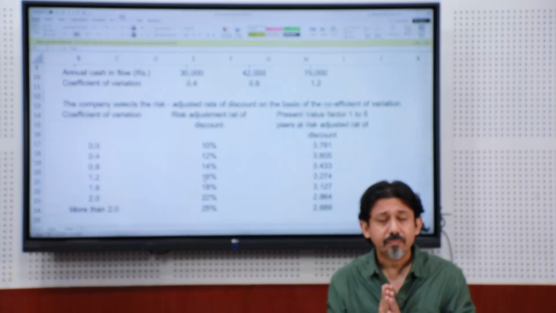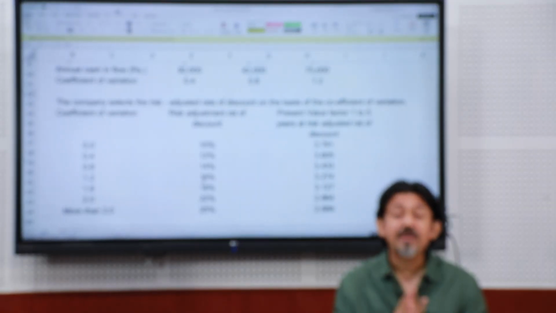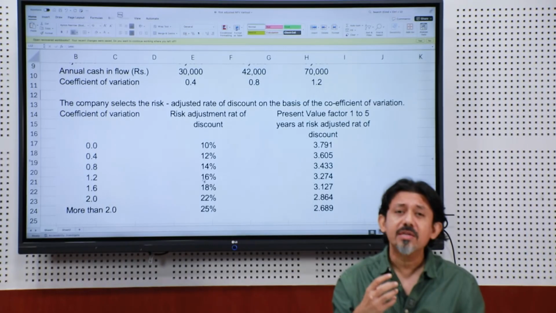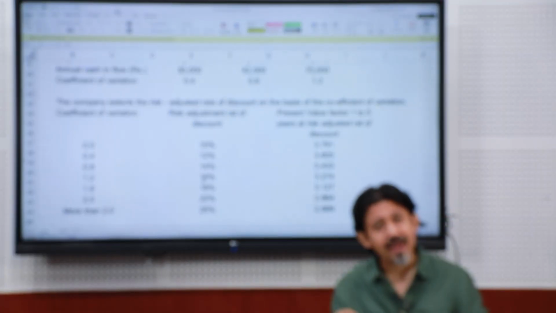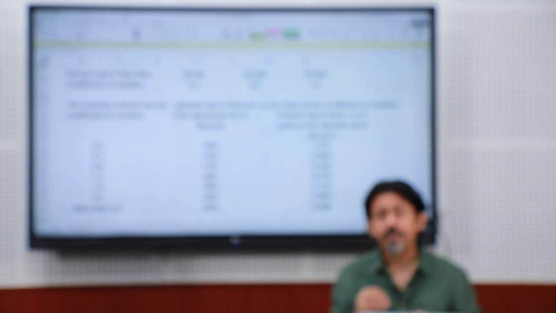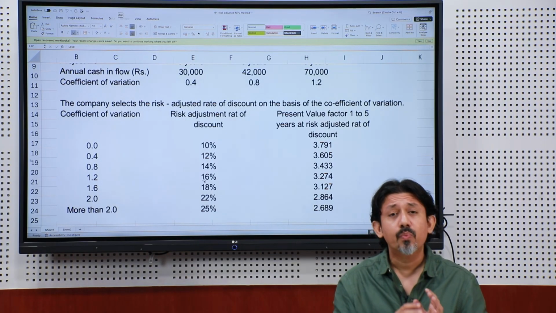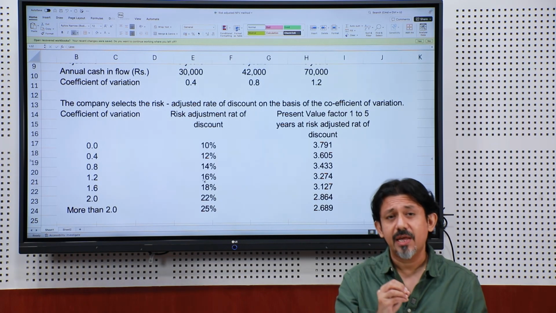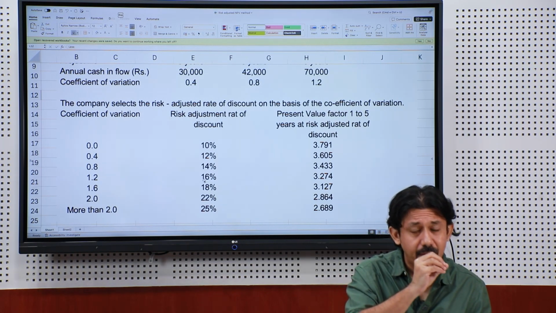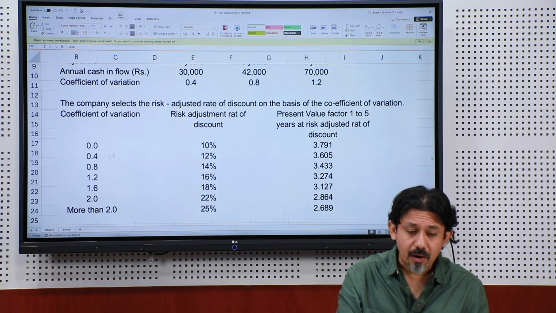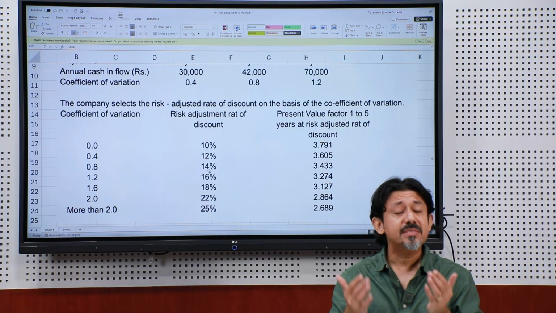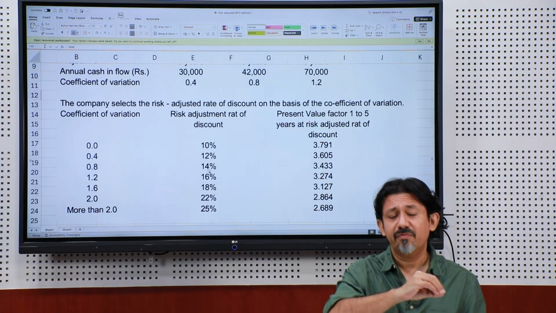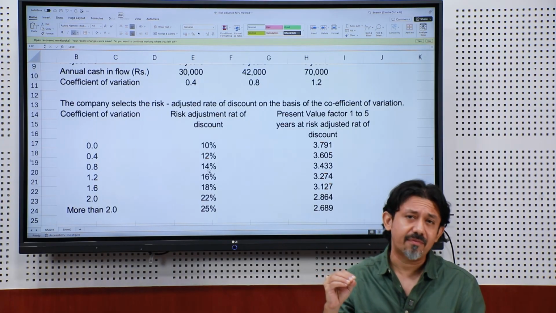Now, this again is what corporates will have to develop on their own, in terms of the relationship between coefficient of variation and discount rate. Corporates will have to decide this relationship, that is, what is the relationship between risk and return. In this we have column 1 as coefficient of variation, column 2 as discount rate. So, the company's internal metric is, if this is the level of risk, this is the discount rate that we are going to use.